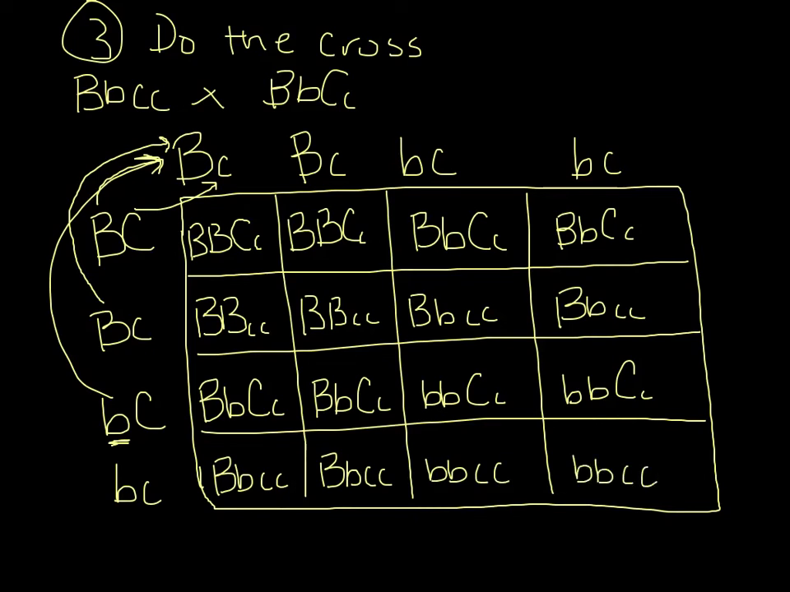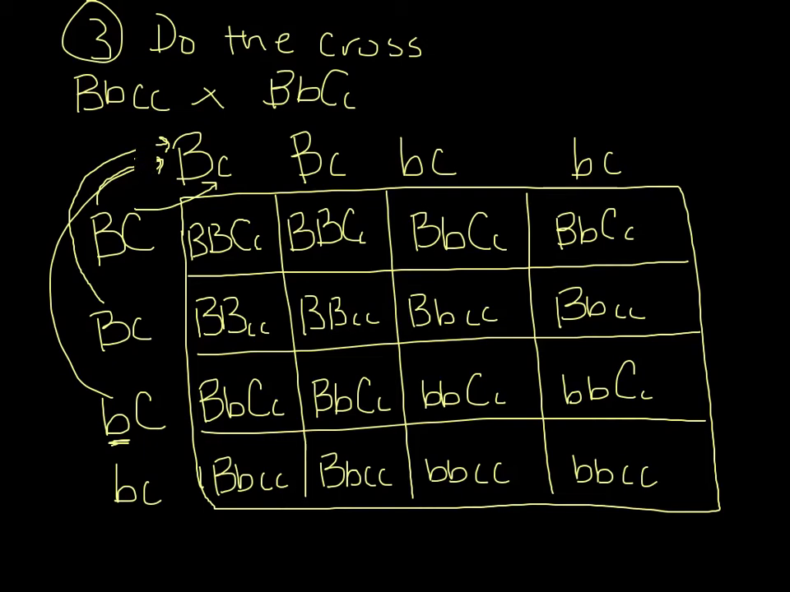Okay. So now we have our 16-box Punnett square filled. And remember, the inside of the box is the probability of the different offspring that these two parents can have. It doesn't mean they're going to have 16 kids. It means that every time they have a child, these are the possible genotypes of that child using both traits.